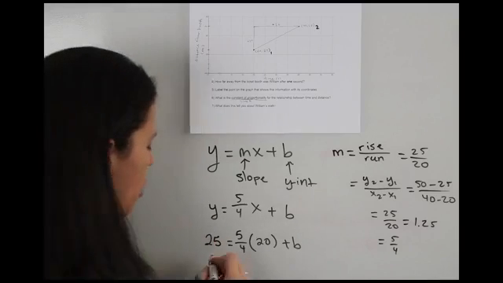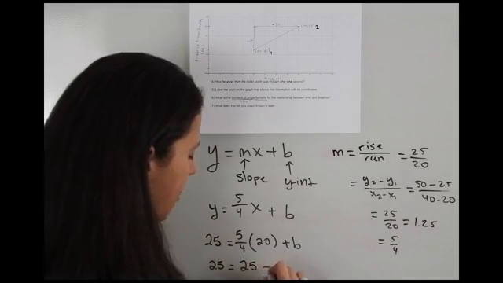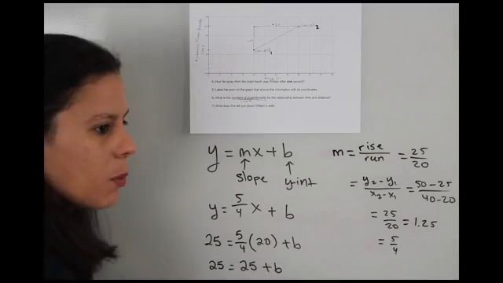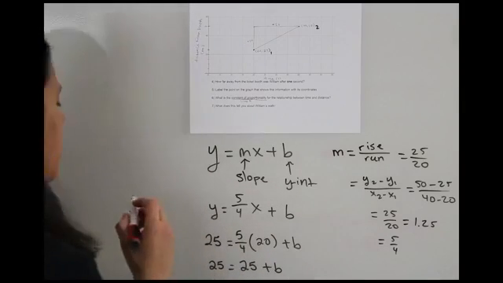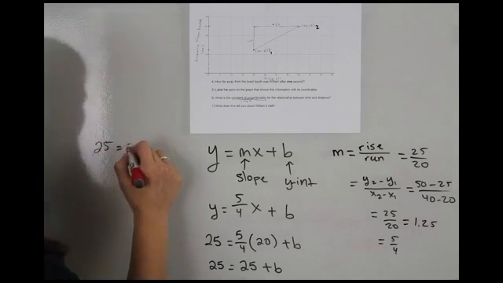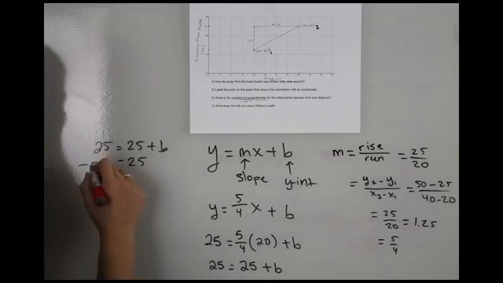25, right? So we have now that 25 is equal to 25 plus b. The next logical step would be, I'm running out of board here, so I can continue here. The next logical step would be to subtract 25 on both sides. So I have 25 equals 25 plus b. I'm gonna subtract 25 on both sides.